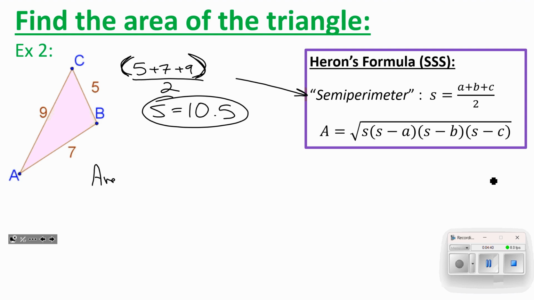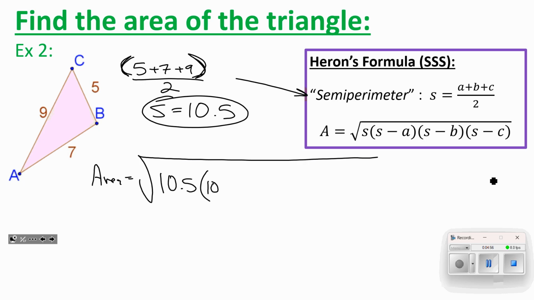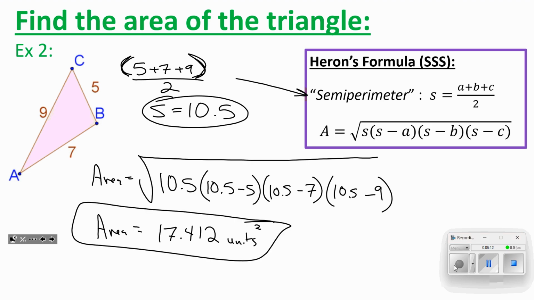So the area is equal to the square root of the semi-perimeter, 10.5, times the difference between the semi-perimeter and each of your sides. Doesn't matter what order you go, so I'll do 10.5 minus 5, 10.5 minus 7, 10.5 minus 9. We'll give you a minute because that's a bit of a line to type in. Type it in, see what you get.